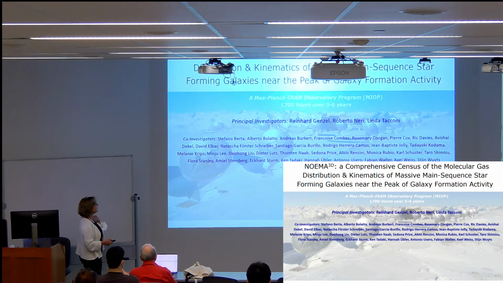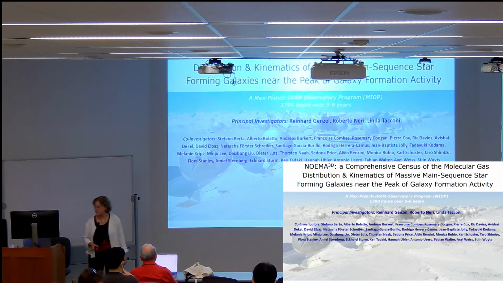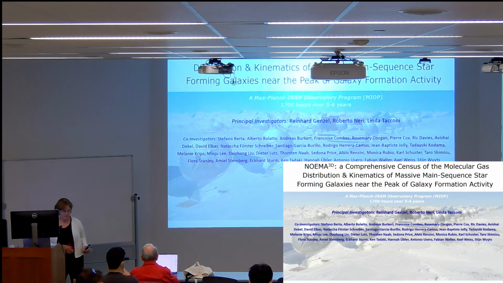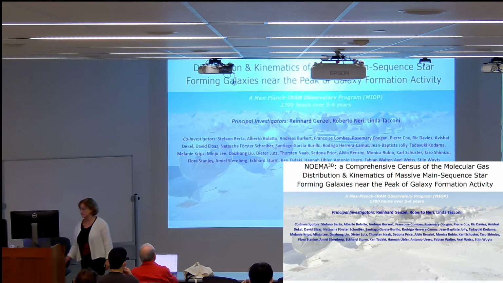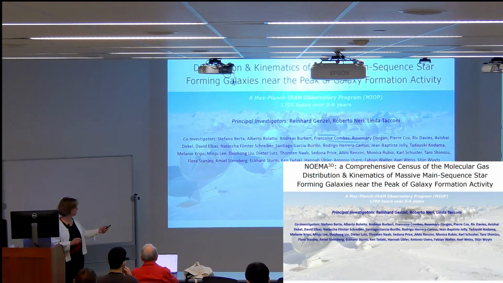So what we have done with the newly upgraded Noema interferometer in the northern hemisphere is to construct an observatory-wide program called Noema 3D, which will ultimately entail 1,700 hours of time over 5 to 6 years. And this is in return of the extra funding that we were able to, from the Max Planck side, put into the upgrade of this facility. It's involving a large team of people who are listed here.